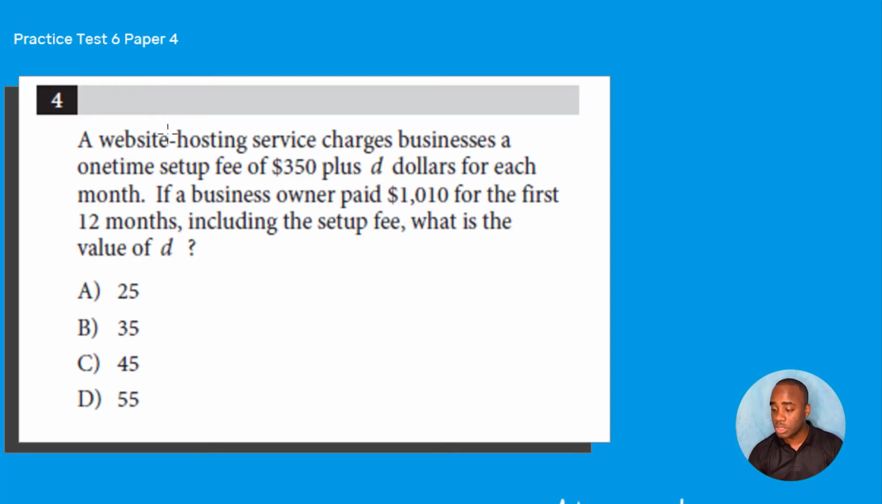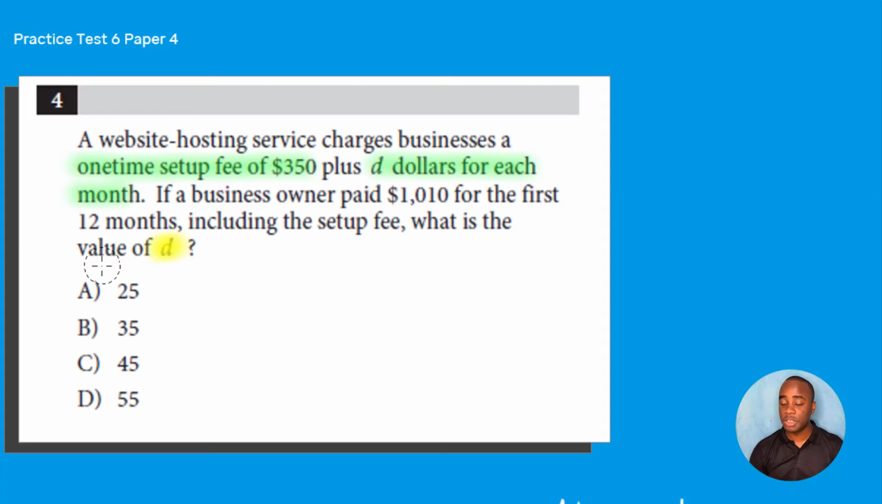And it says a website hosting service charges businesses a one-time setup fee of $350 plus D dollars for each month. If a business owner is paid $1,010 for the first 12 months, including the setup fee, what is the value of D? So what do we want to know? We want to know the value of D. What do we already know? We already know that we have an initial or one-time setup fee of $350, and we also have plus D dollars for each month.